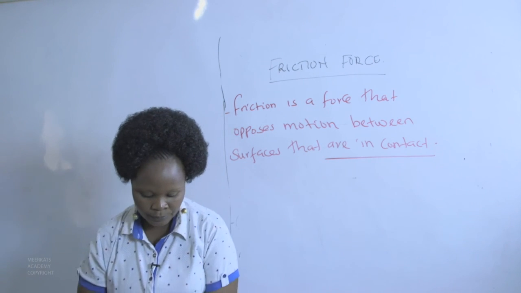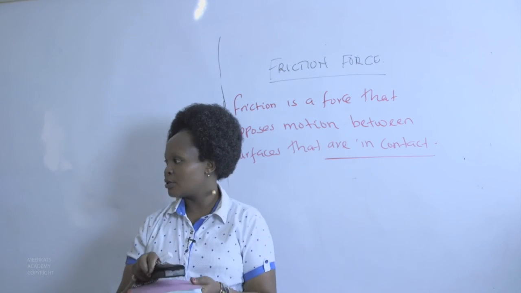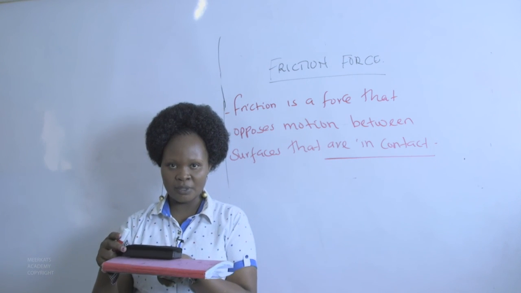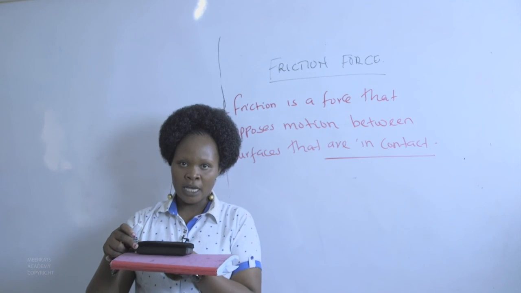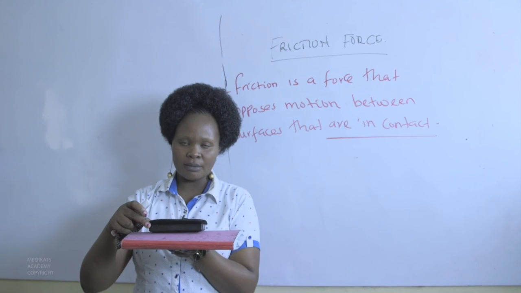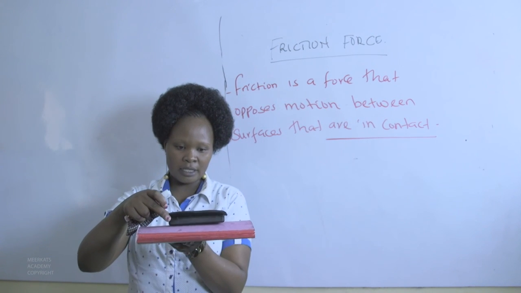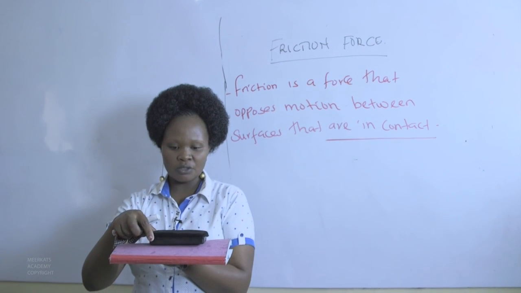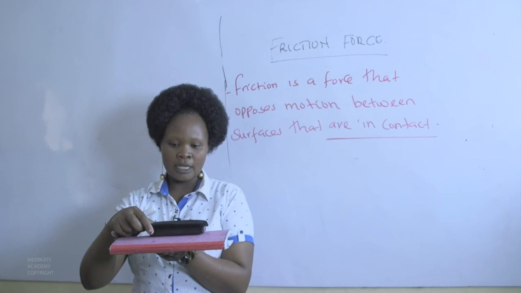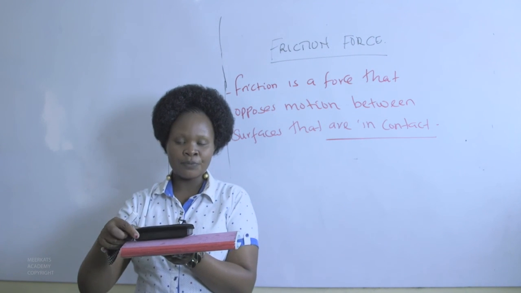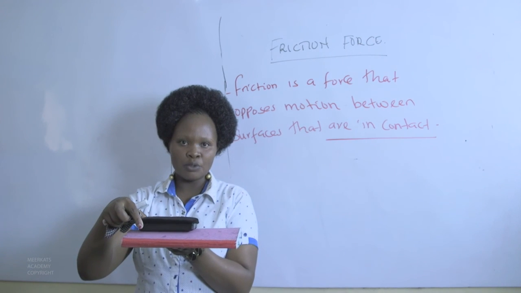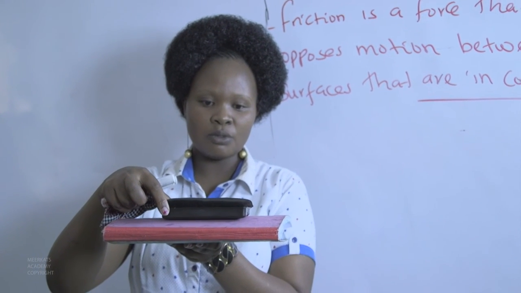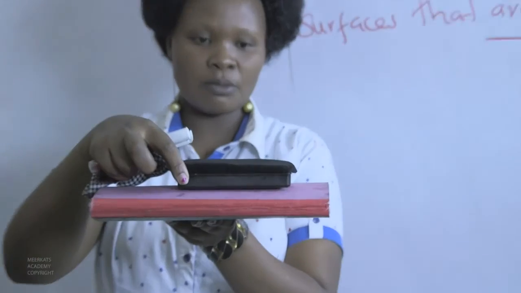Two bodies have to be in contact with each other, and there has to be some movement between the layers of those particular bodies for us to be able to claim that there is friction between the bodies. They have to come into contact, and there has to be some motion between the bodies for us to be able to claim that there is friction experienced.